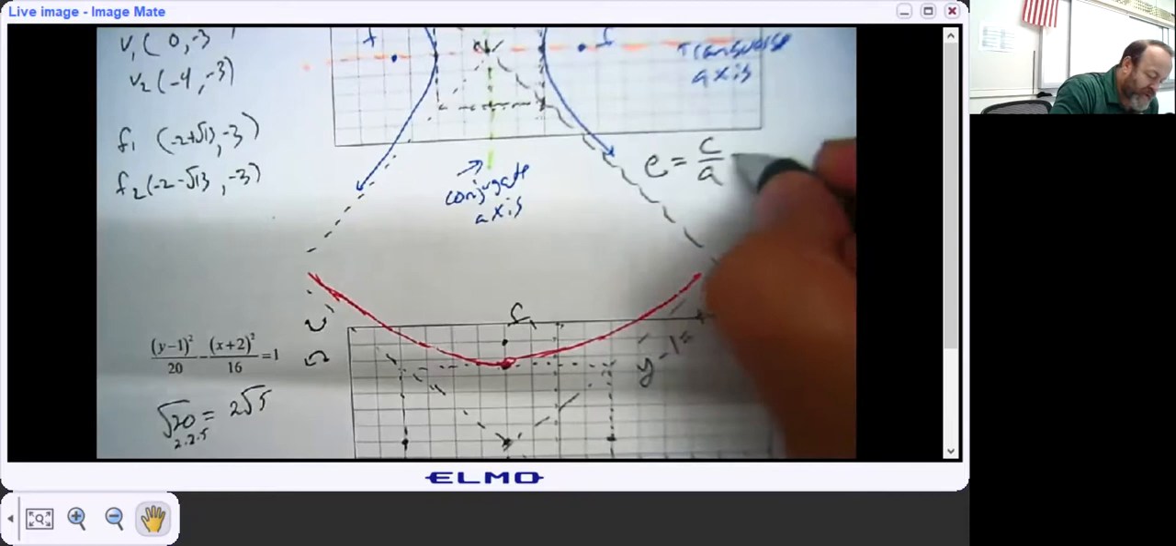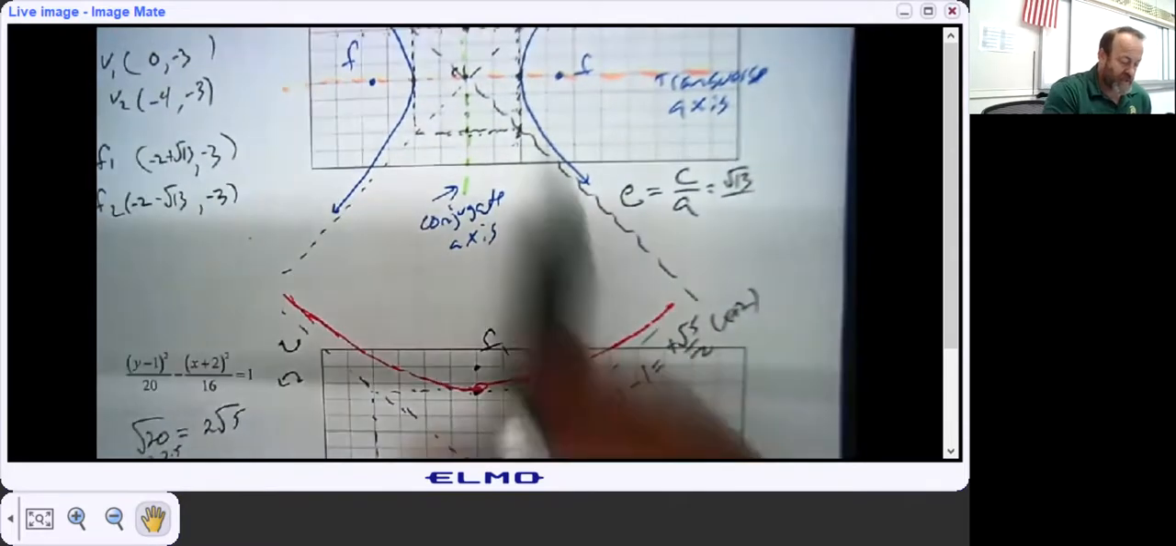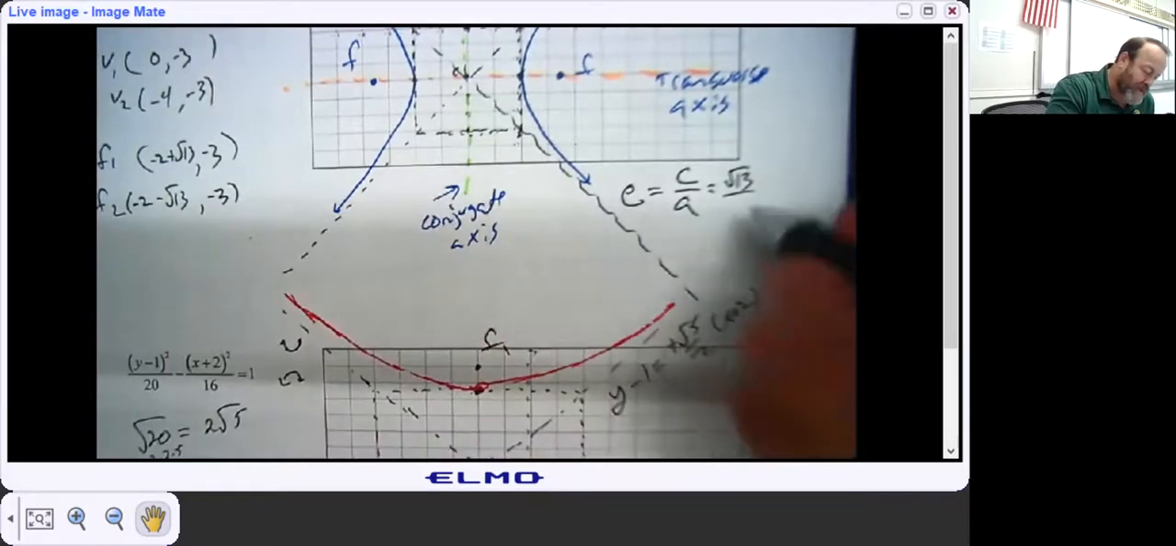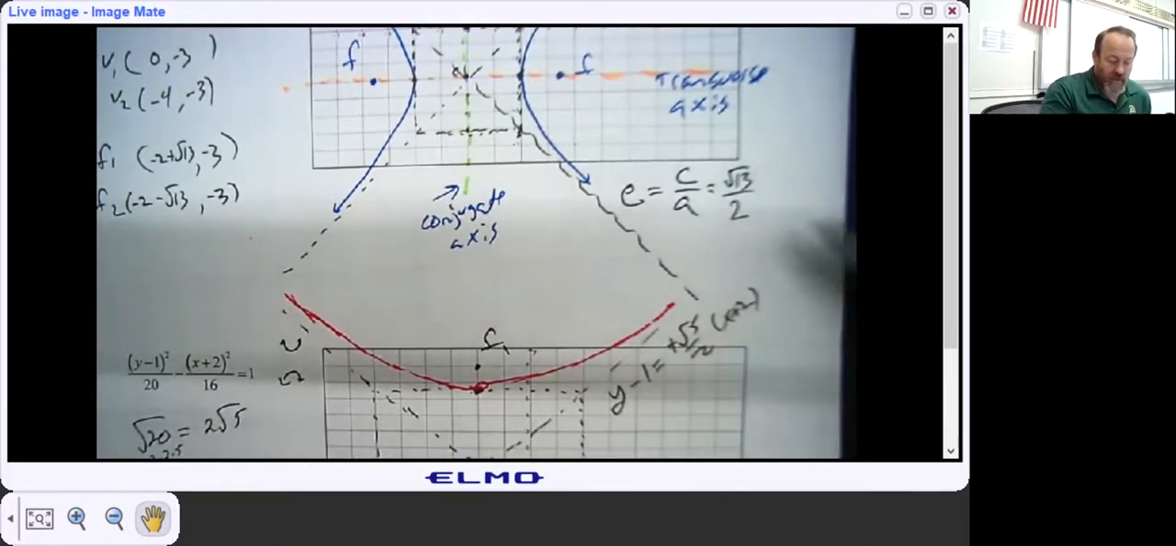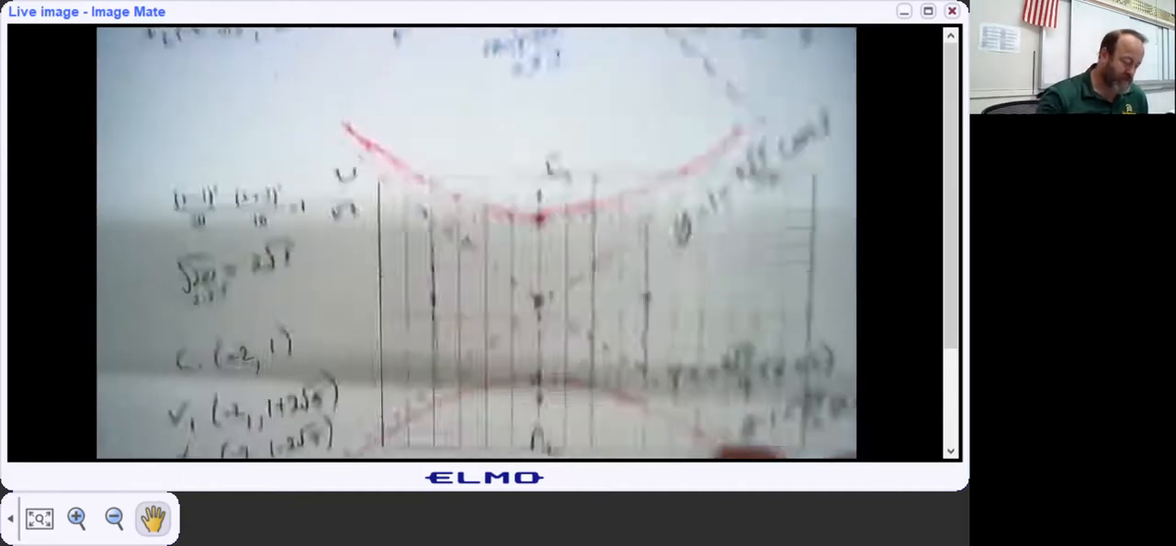So in this case, my eccentricity is C, which we found in the graph to be root 13. That, again, was our focal distance, over A, which is 2. You're going to notice that this number is always bigger than 1. In an ellipse, it's always below 1. In a parabola, it's equal to 1. And in a hyperbola, it's above 1.